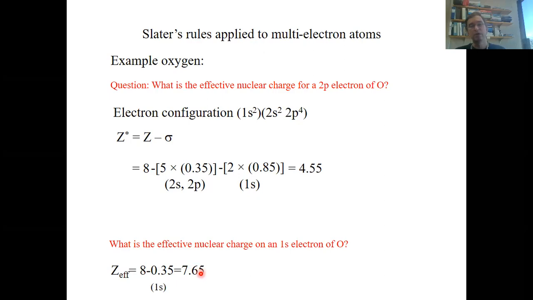So now we see that the effective nuclear charge on the 1s electron is much higher than the effective nuclear charge on the 2p electron, and that also makes sense because the 1s electron is much closer to the nucleus than a 2p electron.